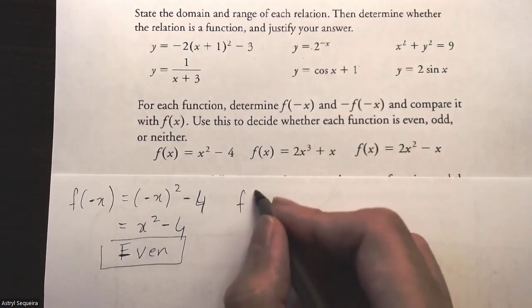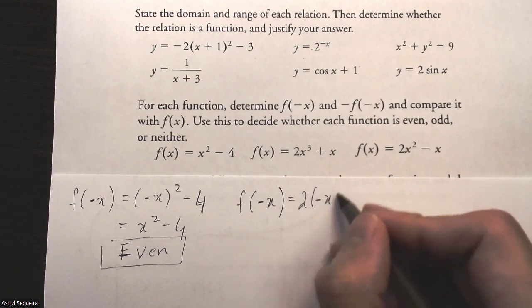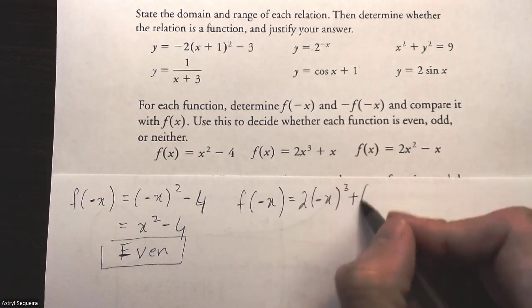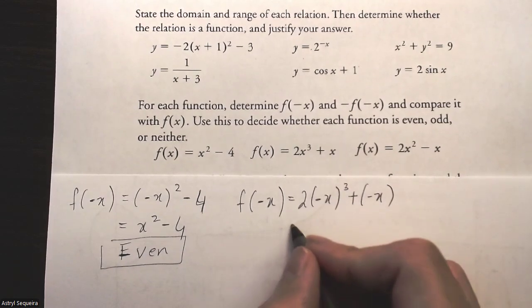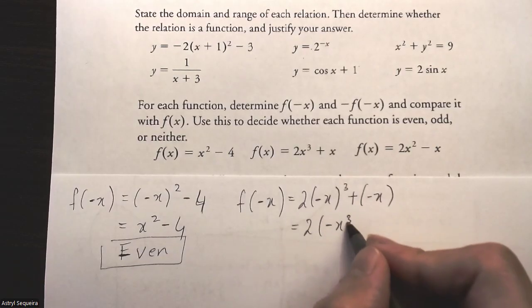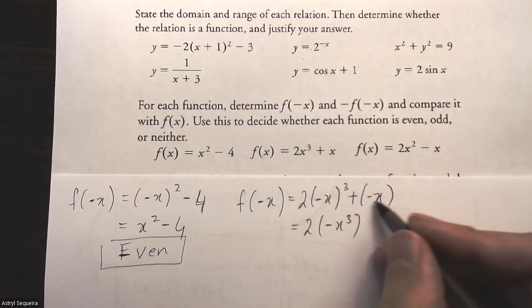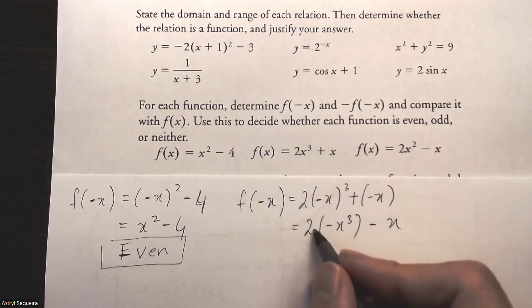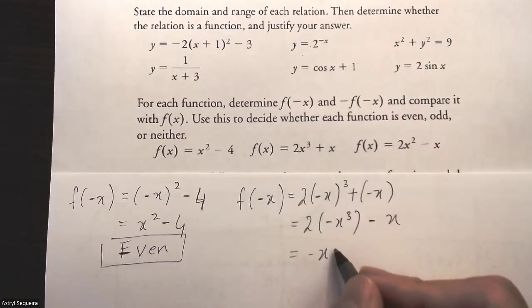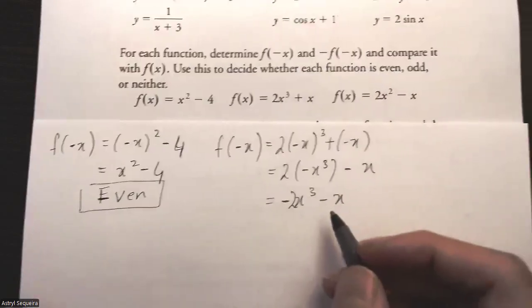Let's find f of negative x to begin with. So that's 2 times negative x cubed plus negative x. Negative x cubed is just negative x cubed. Negative times positive is negative x. So 2 times this is negative 2x cubed minus x. This is not the same as the original.